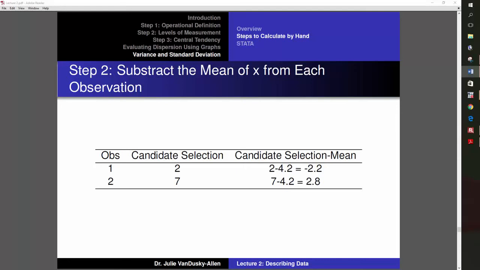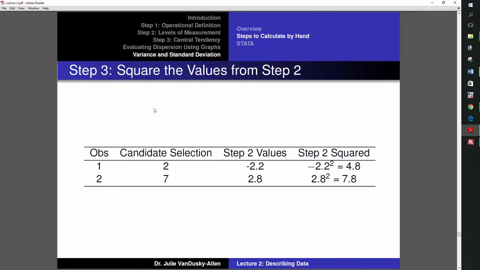So for observation 1, the value of candidate selection was 2. So 2 minus 4.2 is negative 2.2. For observation 2, the value of candidate selection was 7. So 7 minus 4.2 is 2.8. I continued this process for the rest of the observations. The next step is squaring the values from step 2. Negative 2.2 squared is 4.8. 2.8 squared is 7.8. I continued this process for the rest of the observations.